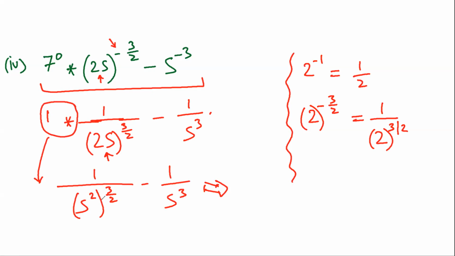So now again I can multiply 2 and 3 by 2. When I multiply 2 by 3 by 2, I will get 5 cube minus 1 upon 5 cube. So the answer would be 0. This would be the final answer. Let's move on to the next question.